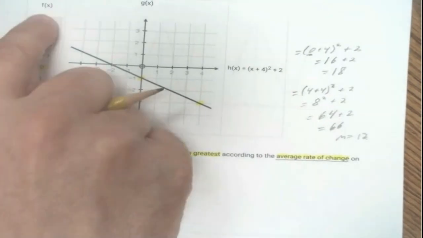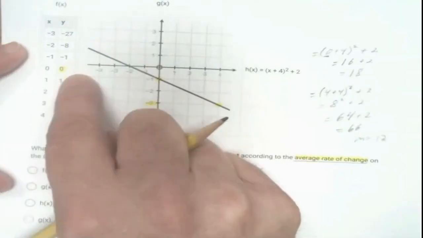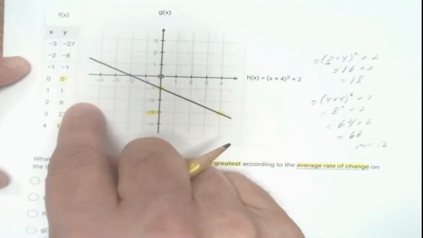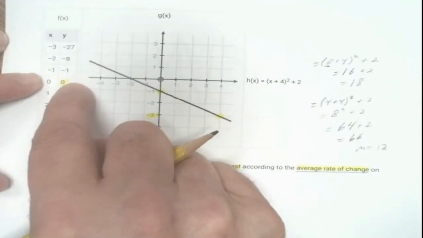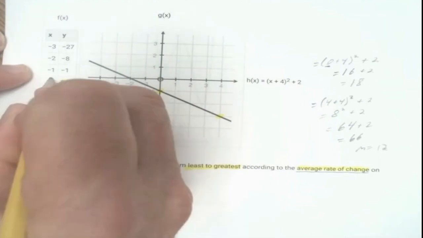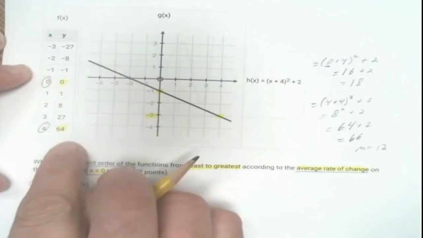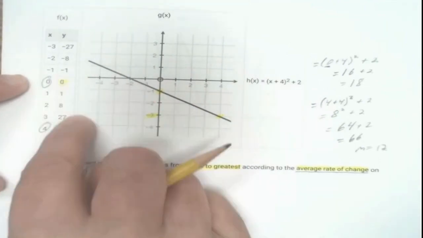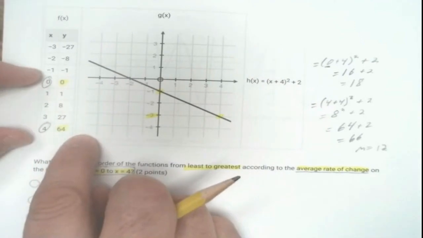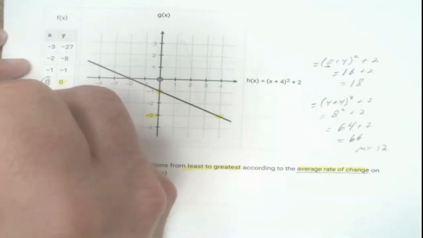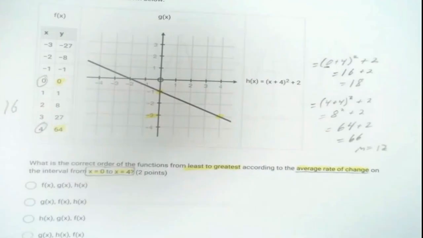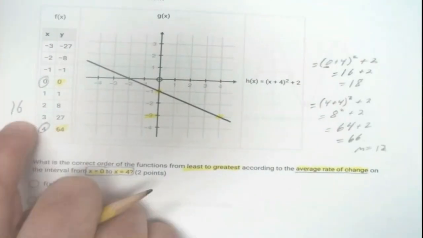They have f of x, g of x, and h of x. When x is 0, f of x equals 0. Right? When x is 4, it equals 64. So this one goes up 64 over a span of 4. So that's an average slope of 16 between those 2 points. 64 divided by 4, 16.